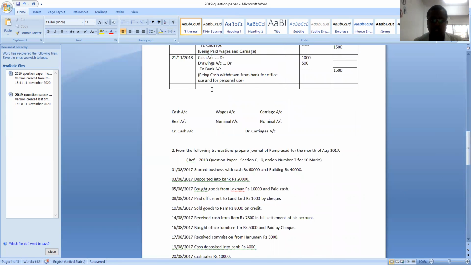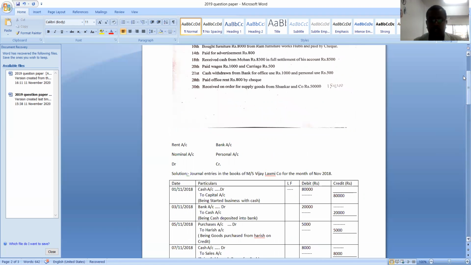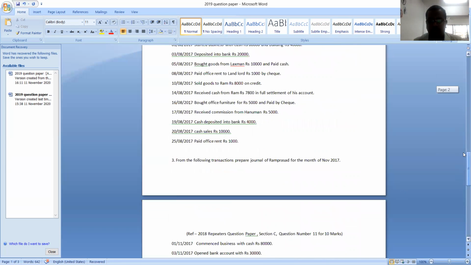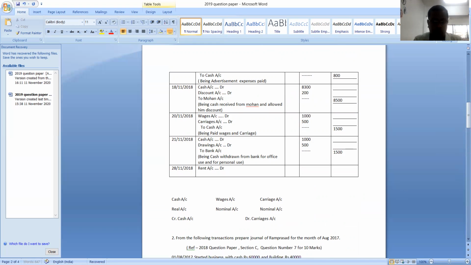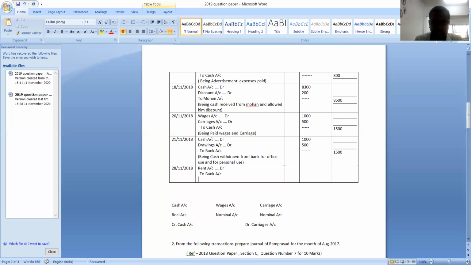Okay, let us write this transaction. It is dated on 28th November 2018. Rent paid by check. So two accounts are, one is rent account. It should be debited. So rent account debit, right? To which account? To bank account, because banker is the giver.